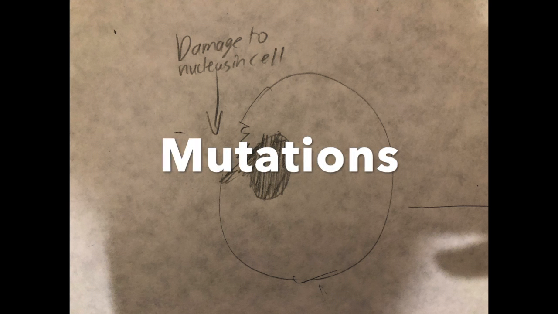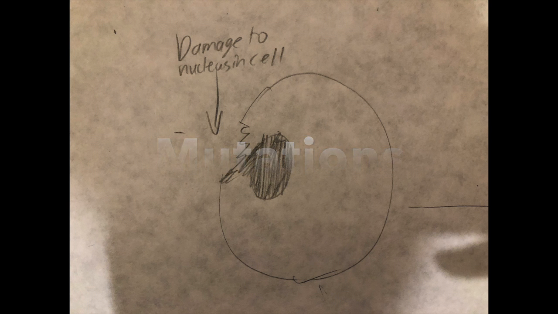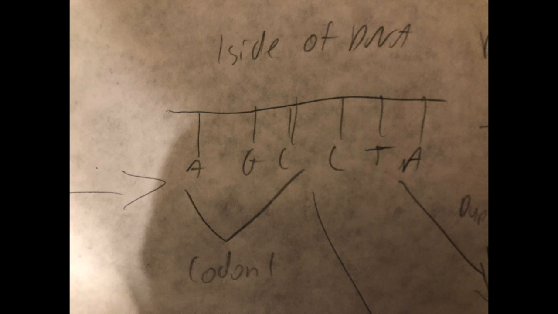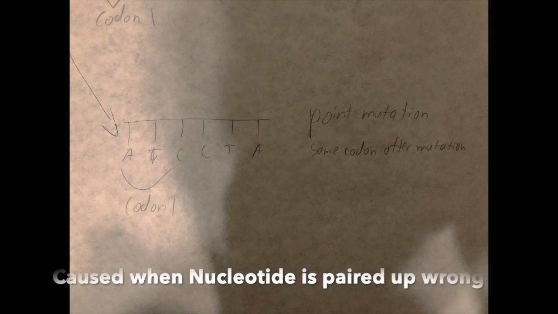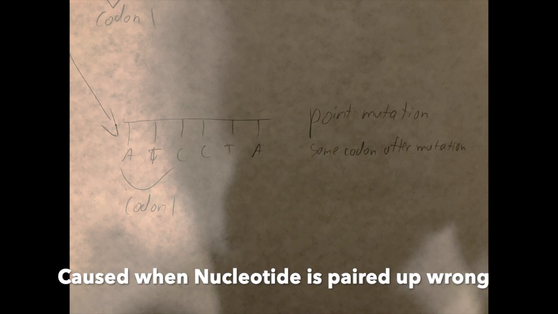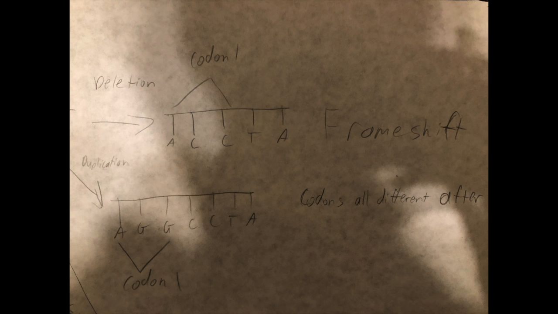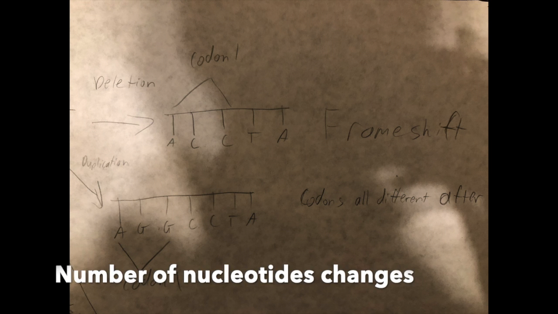Mutations occur when the cell is damaged or when a mistake happens during DNA replication. When a gene mutates, the nucleotides that it consists of change. There are 2 types of mutations: point mutations and frameshift mutations. Point mutations are when a nucleotide changes from one to another, while frameshift mutations delete or add a nucleotide.